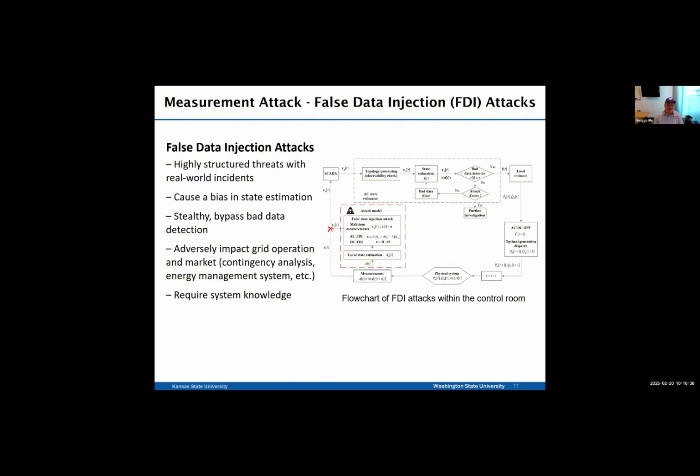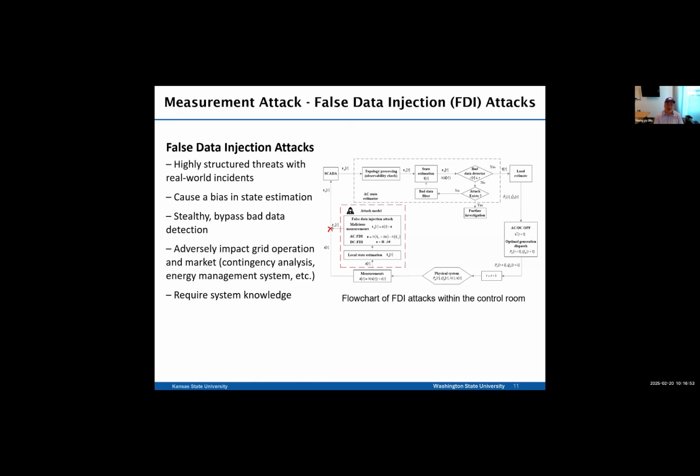So based on state estimation, the false data injection attack is a highly structured threat with real world instances, as we mentioned before in this incident diagram. As shown in the right figure, the adversary usually maintains a foothold in the system and learns the system quite well for a long time.